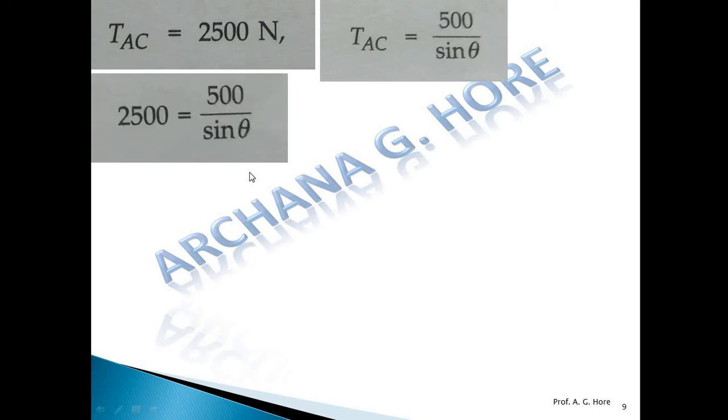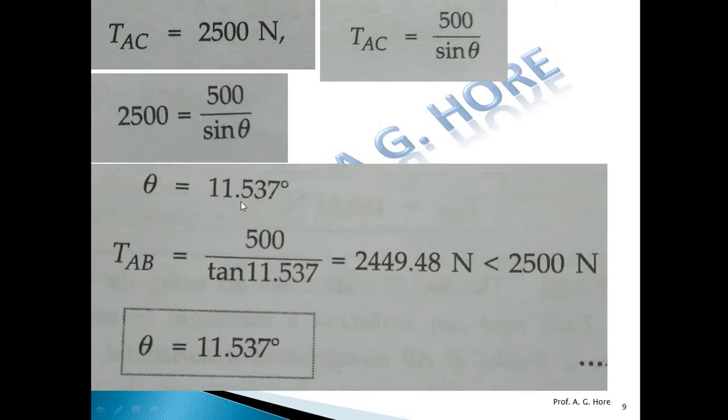Equation is this one. Okay, put this value here and find this theta. Now theta here is 11.53. Now by putting this theta in equation number 1, find the value of tension AB, which is 2449.48 Newton, which is less than 2500 Newton. So theta is equal to 11.537 degree, which is the correct value.